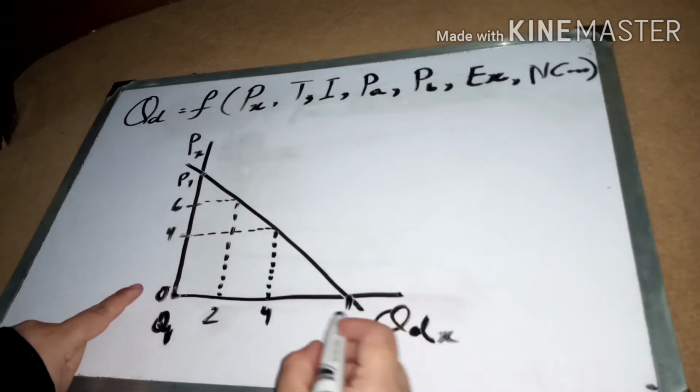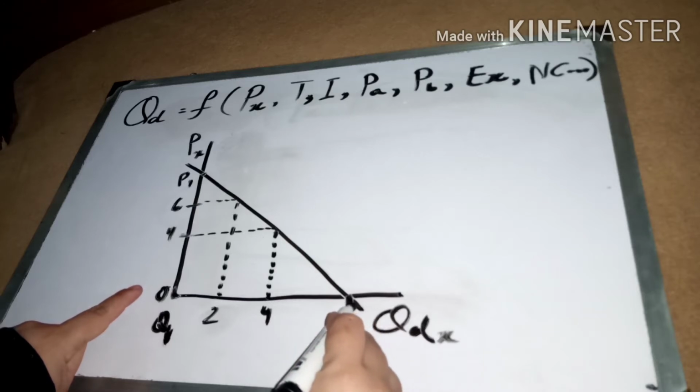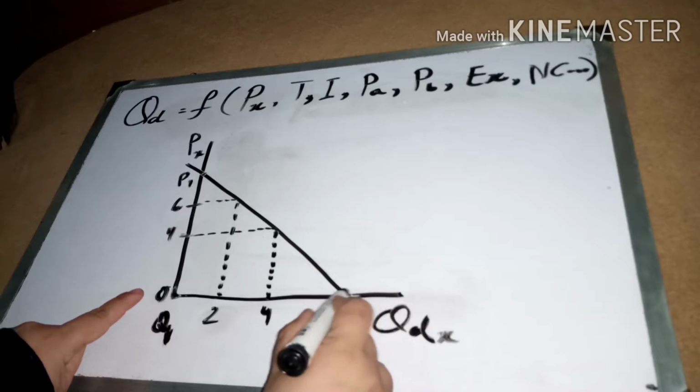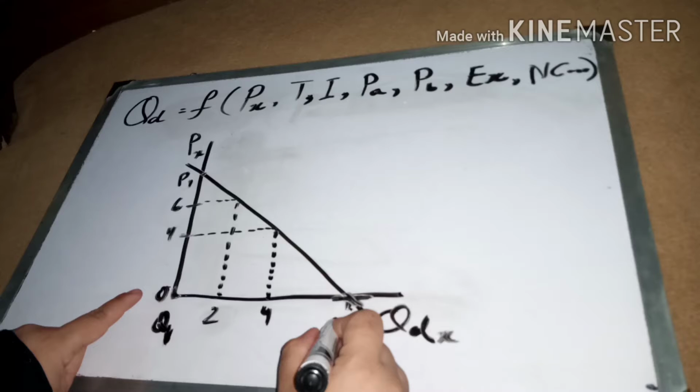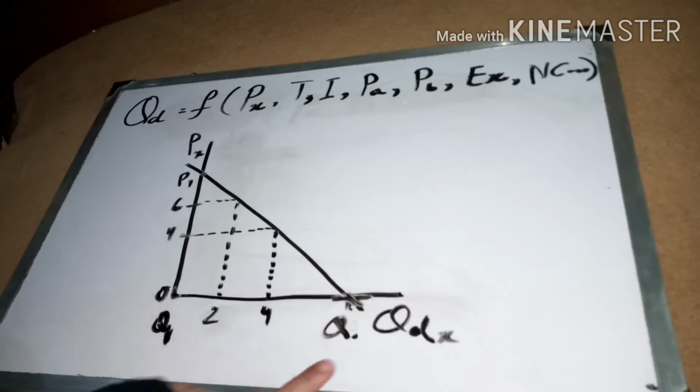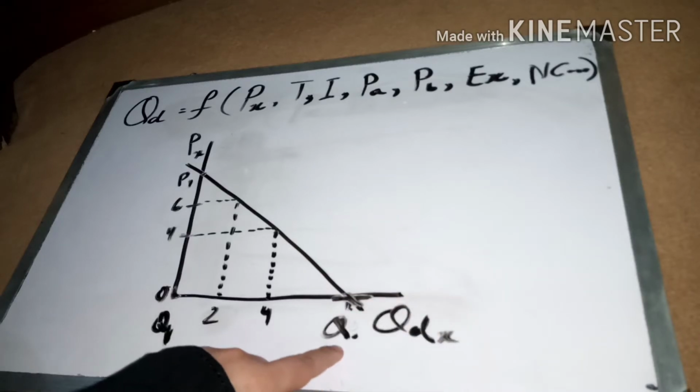Here we could see that at price 0, the quantity demanded of any particular product was maximum. As you can see that it is intersecting the horizontal axis at this point, which means that that was my Q max, the maximum quantity that would be demanded of a product.